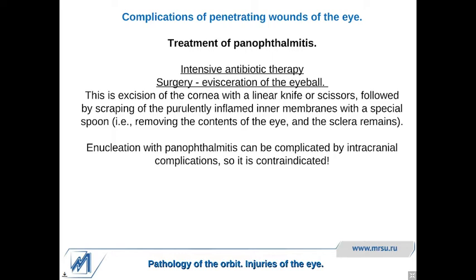Enucleation with panophthalmitis can be complicated by intracranial complications, so it is contraindicated. When panophthalmitis comes to the eye, we need to take all layers of the eyeball, all purulent inflamed layers, and take them from the fibrous layer. And the fibrous layer stays. It is evisceration. The inner tissue of the eyeball must be removed.